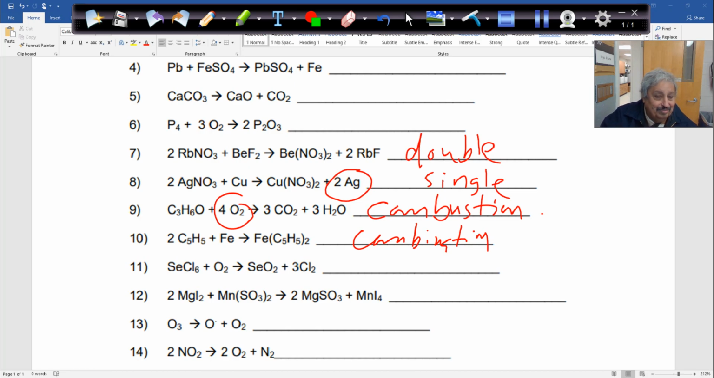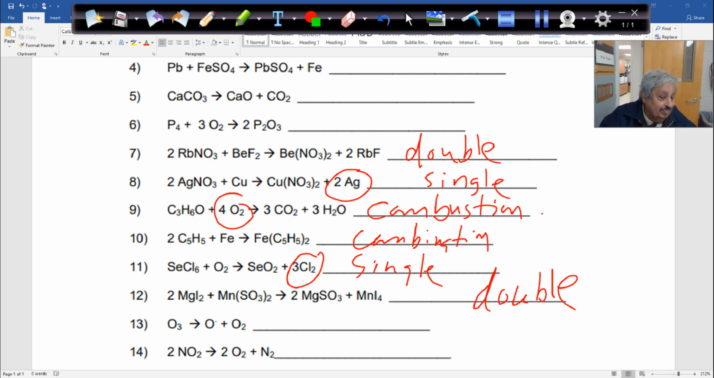How about that? Single. So oxygen will take over the serine and keep the chlorine orphan. That's single. How about number 12? Are they swapping partners? Double. Yeah. Ask yourself those questions.